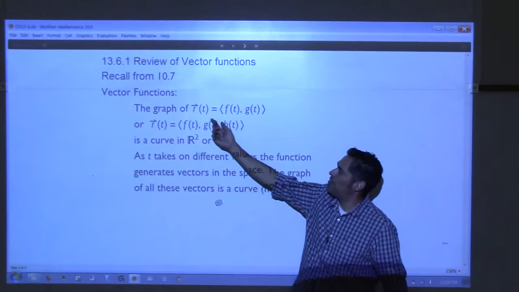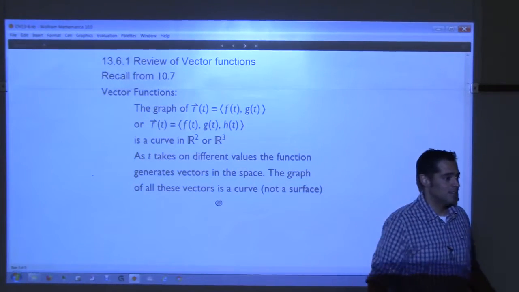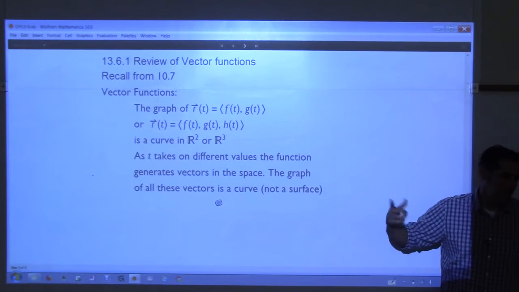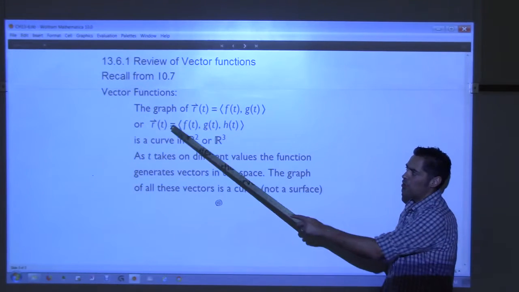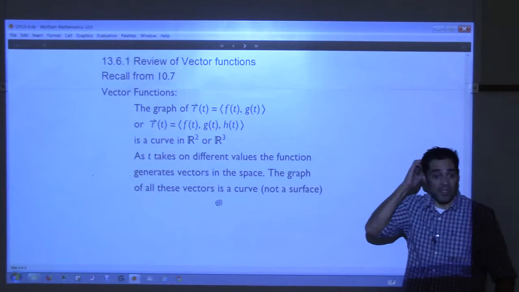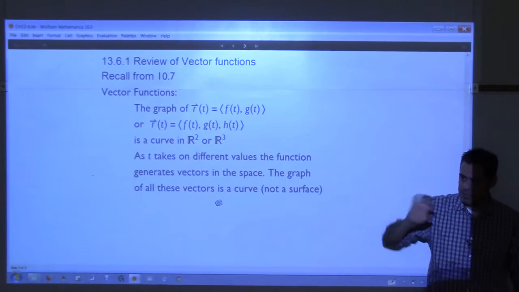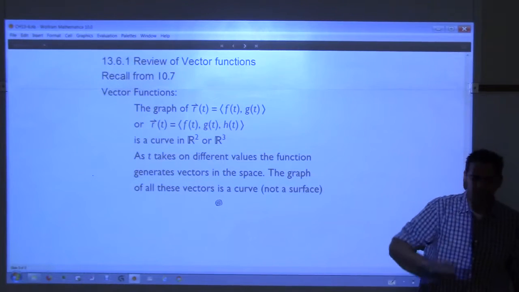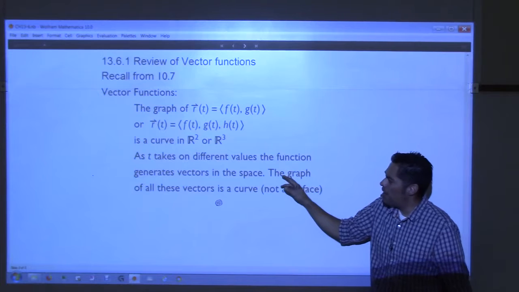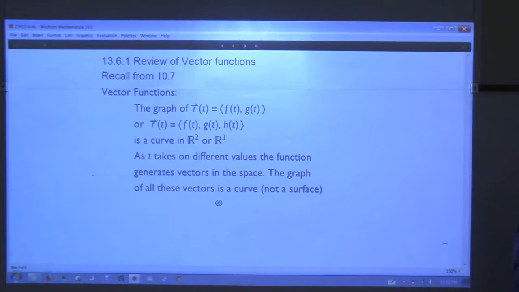So can someone give me an example of a vector curve in 2-dimensional space that we've used a lot? Cosine t, sine t, right? And that drew a circle, right? Okay. Now, we could do three-dimensional space. We could do f of t, g of t, h of t, and that would still draw a curve in three-dimensional space. So like a line, a curve, right? As t takes on different values, the function generates vectors in the space. The graph of all these vectors is a curve, not a surface.